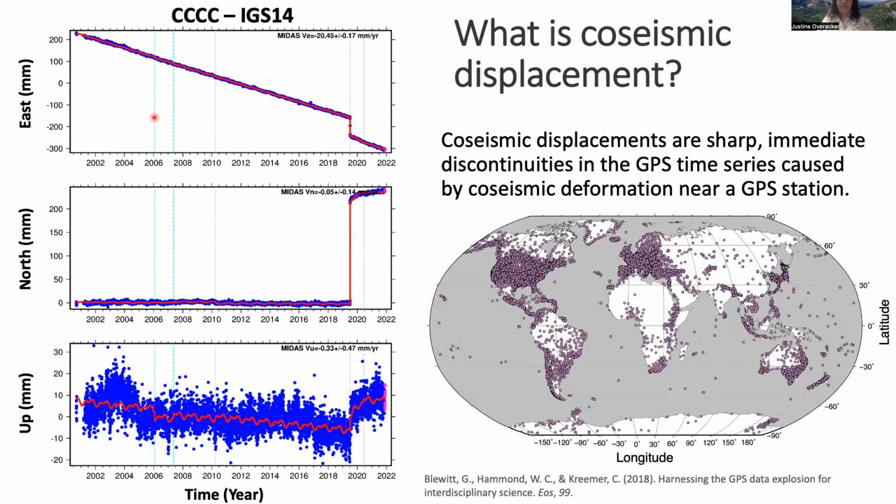These teal lines are equipment changes, and these gray lines are possible earthquake events. And in 2019, you could see that the east component drops down, the north component jumps up, the up component also jumps up. And this is the magnitude 7.1 Ridgecrest earthquake on GPS.